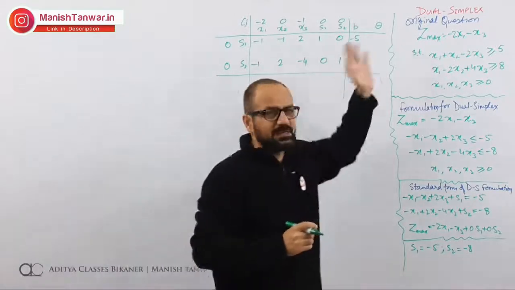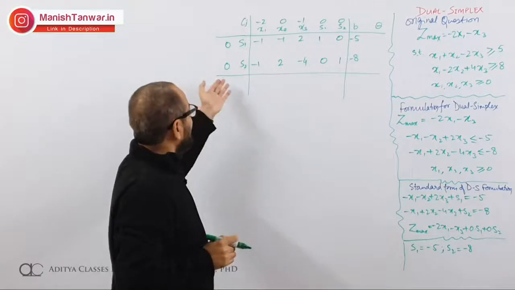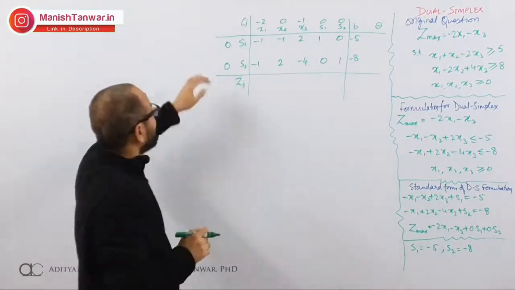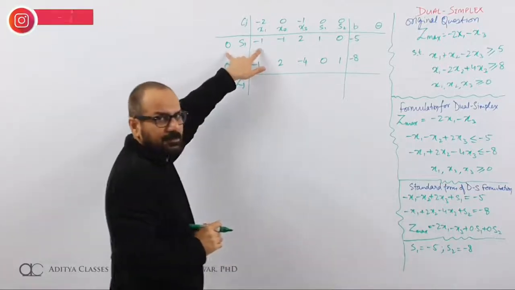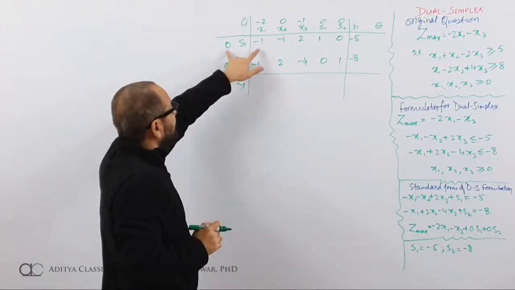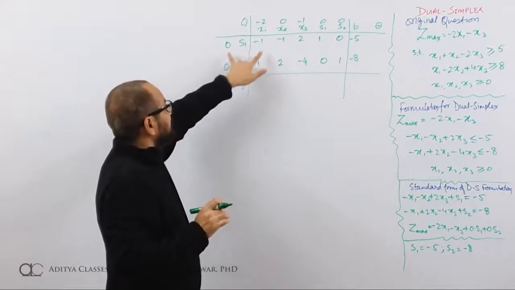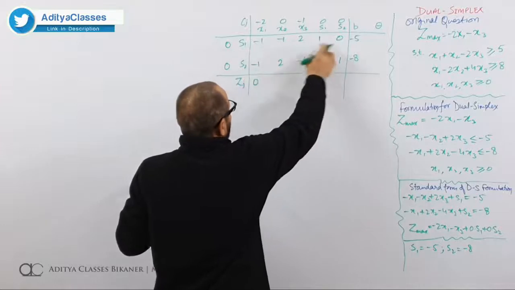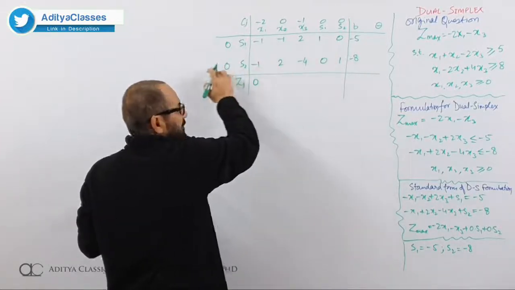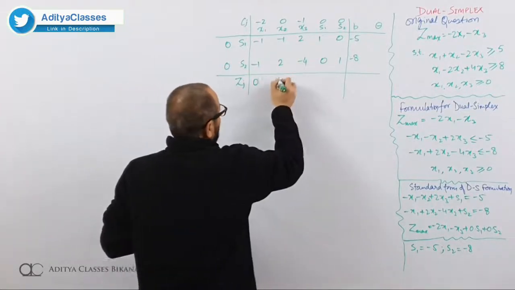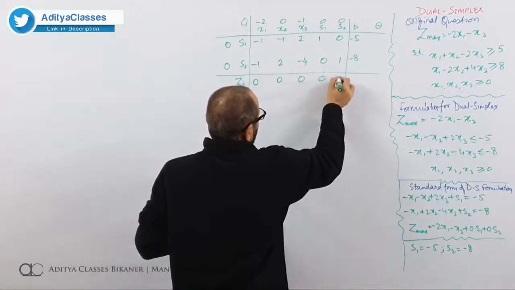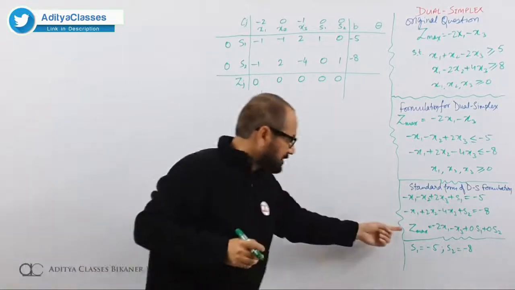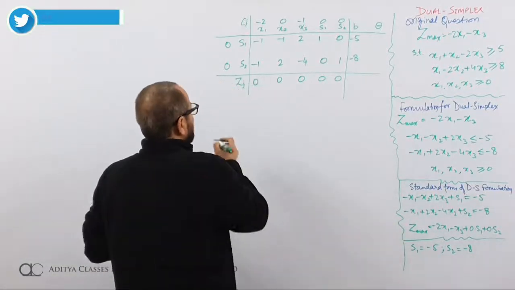It is the same in dual simplex also. Let us find out the Zjs. Again, it is the same procedure: sum product of respective row elements and contributions. -1 into 0, -1 into 0, so it will be a 0. All these will be multiplied by 0, so ultimately I will be getting a 0 in every step. We have 0.